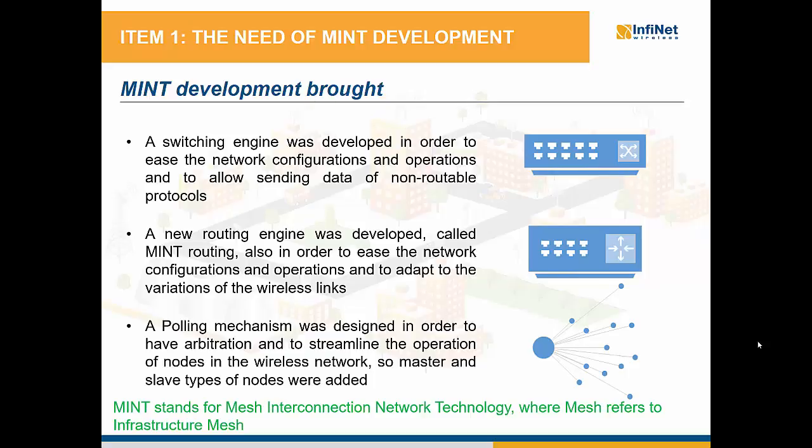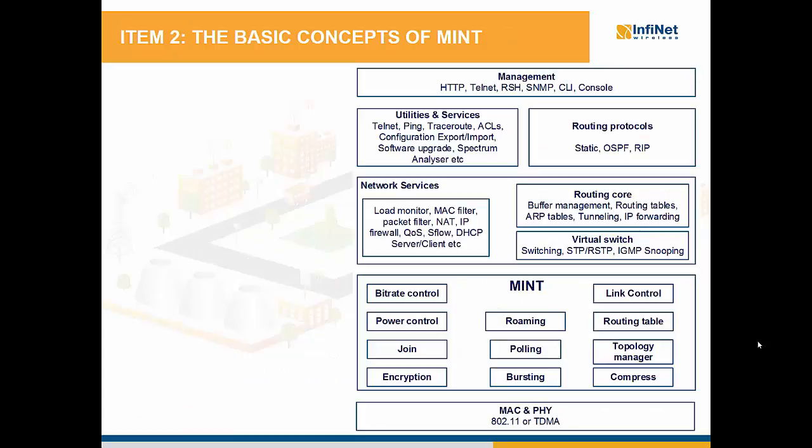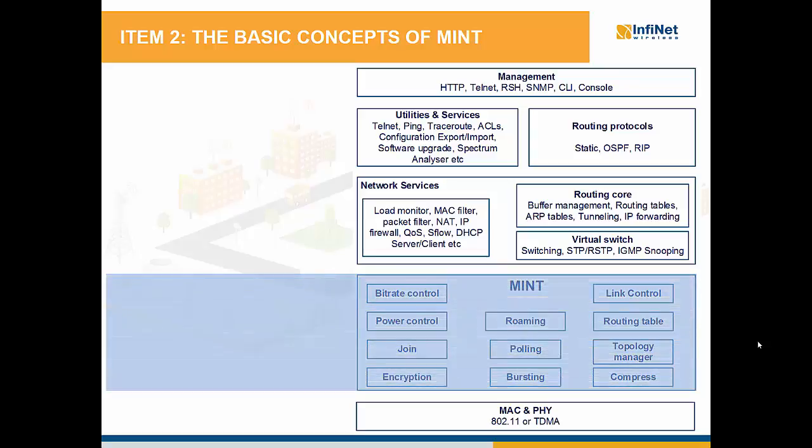MINT is a collection of radio and networking functionalities, and as shown in the diagram, we can classify some of the MINT features as follows. Among the radio features there are bitrate control and power control. Among the frame processing features there are bursting, compression, and encryption. Among the networking features that ensure packet routing between the Infinet units, there are topology manager, link control, and routing table. And from the point of view of the medium access control technology, there is the polling technique.